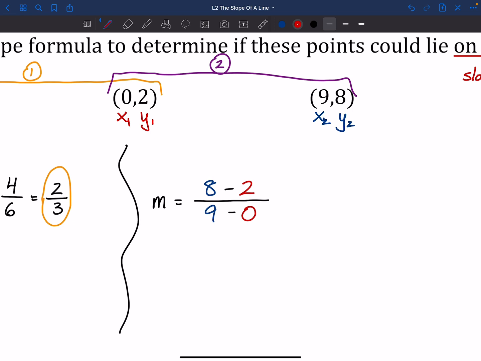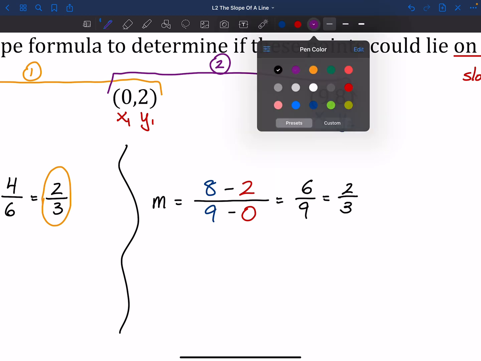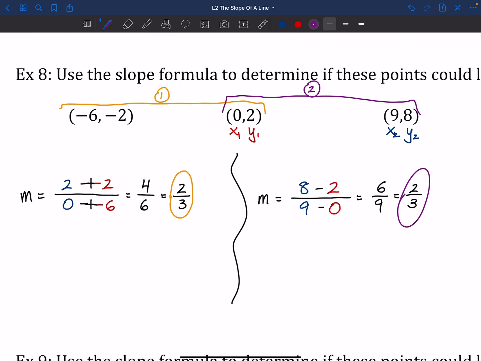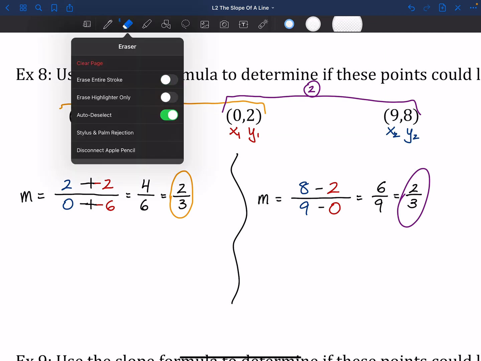So we're going to have 8 minus 2, which gives us 6. 9 minus 0 gives us 9. And 6 divided by 9 is the same thing as 2 divided by 3. Then if I'm comparing those two slopes, you can see what I have circled in orange and what I have circled in purple. Those are the same slopes.